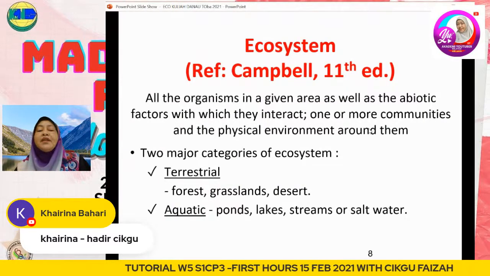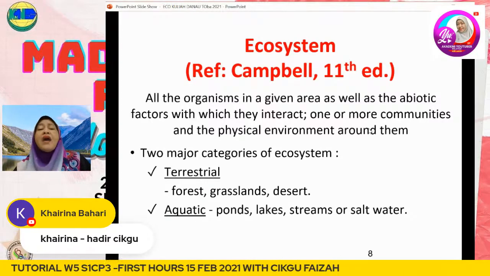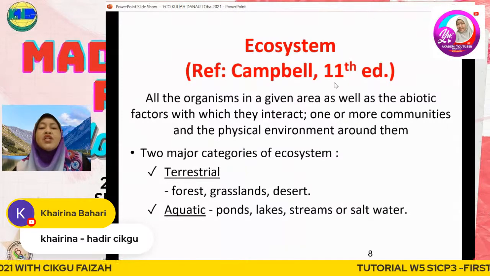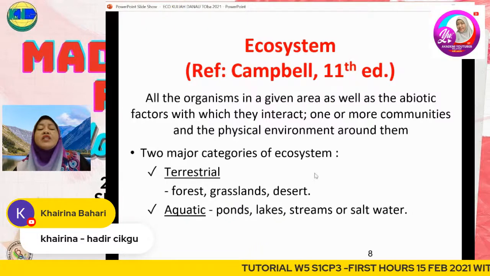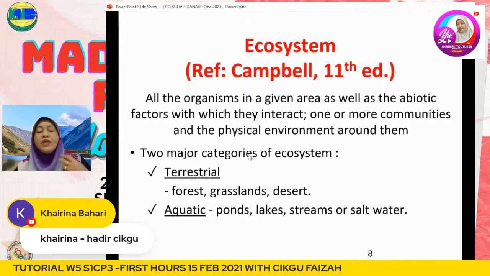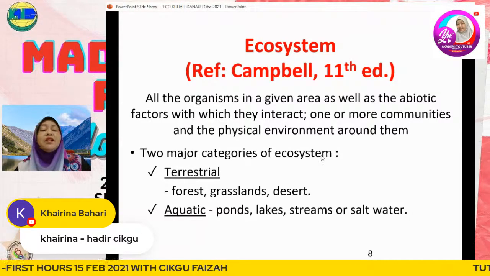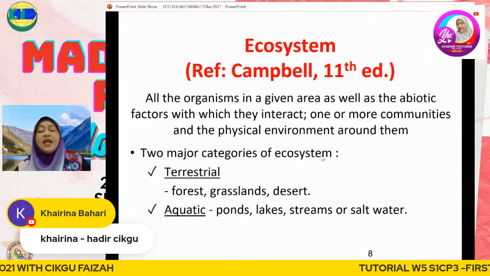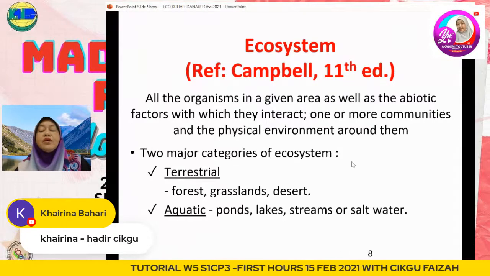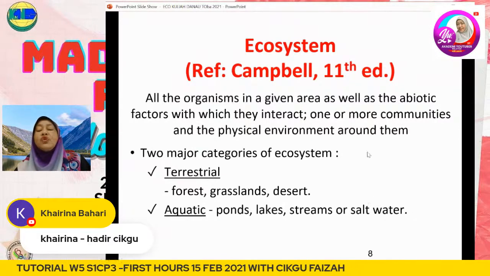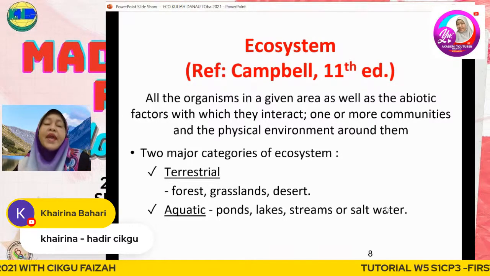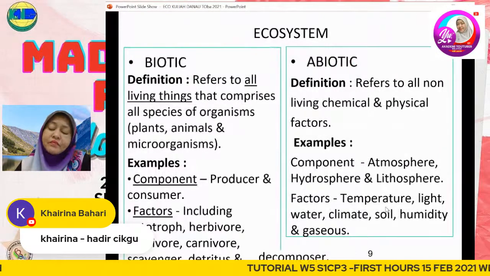Let's refer to Campbell. How does Campbell define ecosystem? For those who have the Campbell book, you can refer to it, class. Actually, ecosystems can be grouped into two major categories. The terrestrial, so we are now in the terrestrial ecosystem class: the forest, the desert, the grasslands. And the aquatic ecosystem: the ponds, the lakes, the streams, the salt water. The salt water is the sea, right? And this is what Campbell mentioned.